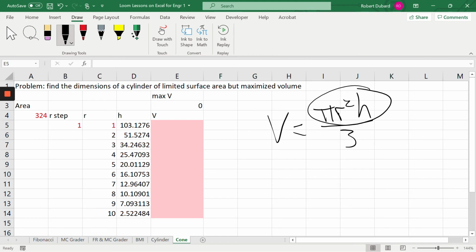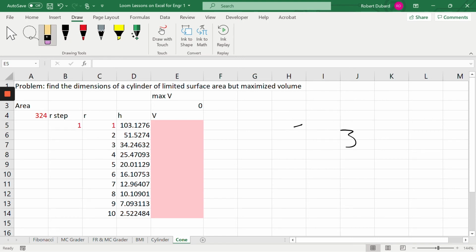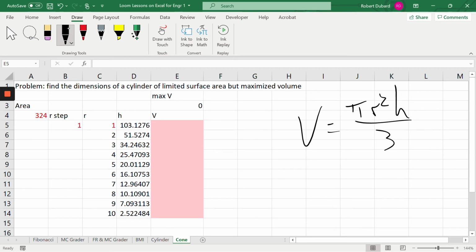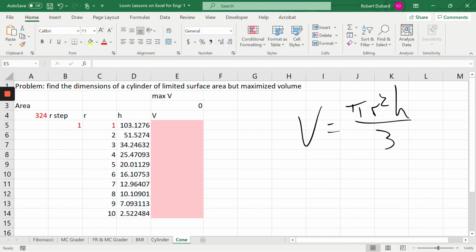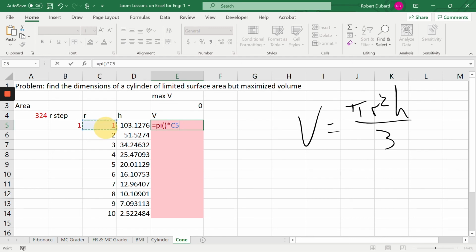So, oh, there's an eraser there. I can just do that. So what we're going to do is, I'm sorry, I should have left that in there. Let me do this. V equals pi r squared h over 3. All right, so now let me go back to home here. Click on this cell. Set equal to pi times r squared times h.